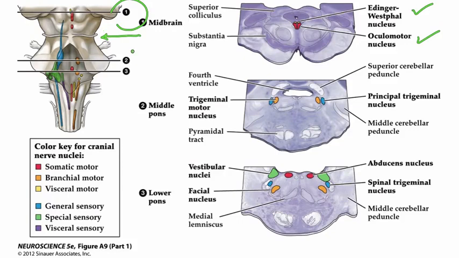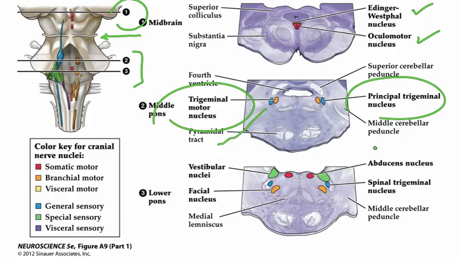Now, below into the pons, at two different levels of the pons, we first find the principal trigeminal nucleus and the trigeminal motor nucleus sitting right next to one another at the level at which the trigeminal nerve actually sends its axons into the brainstem. So that's the level at which we have this slice number 2.